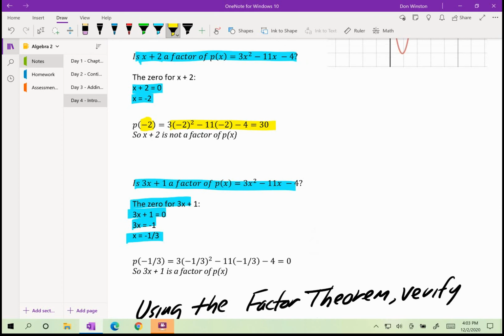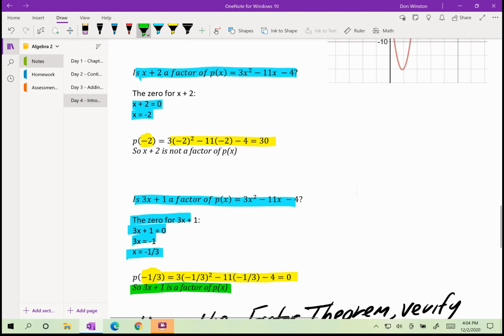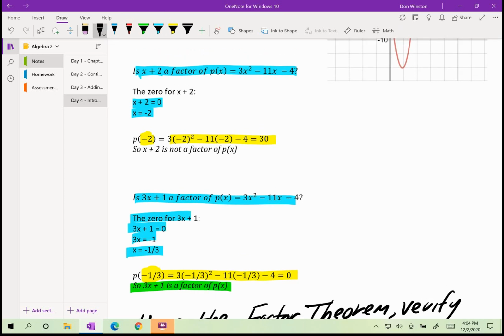Now we plug negative 1/3 into our polynomial. So we have 3 times negative 1/3 squared minus 11 times negative 1/3 minus 4. And voila, we get 0. So that means that 3x plus 1 is a factor of that polynomial. So what were my factors then? Well, one factor was 3x plus 1.